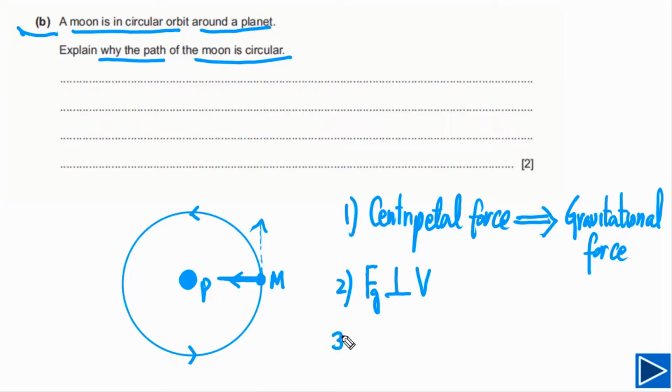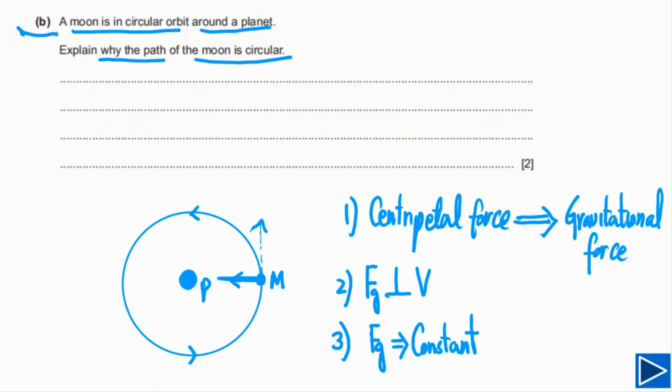And the third point we need to understand as this moon is moving in the circular orbit, means it is moving in a perfect circle. So the magnitude of gravitational force, means the magnitude of centripetal force, has to be constant. So we can say gravitational force acting on the moon is constant. So we can say gravitational force is constant. So these 3 points we have to write down for the answer of this question.